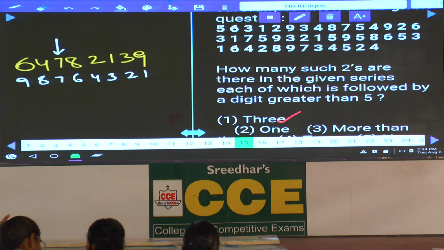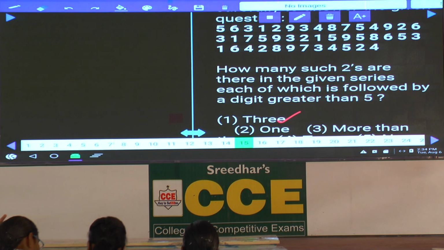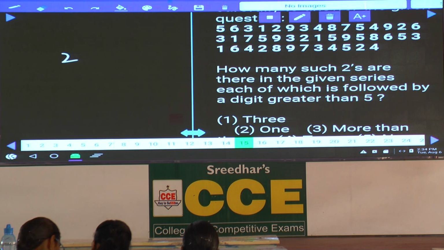Then 15 onwards. Now question number 15 is based on a sequence. And 15 to 19, how many such twos are there? Now the question is about 2. How many such twos are there, each of which is followed by a digit greater than 5? Greater than 5 means followed by 6, 7, 8, or 9, isn't it?